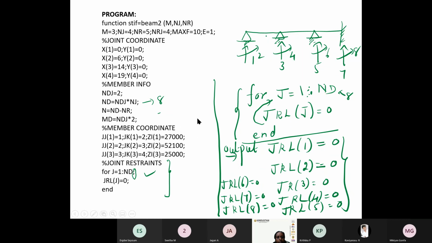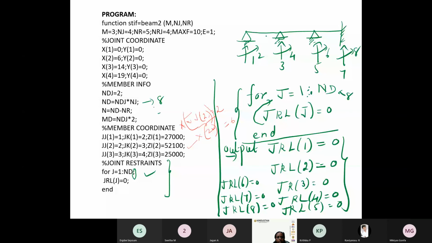So again, this is the thing you have to take. Second member, JJ of 2 is equal to 2, and you have to write x coordinate of JJ of 2. So for this one, where will you go? It has become 2. JJ of 2 is equal to 2. So x of 2. What is x of 2? X of 2 is equal to 6.